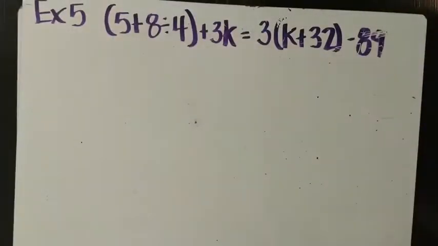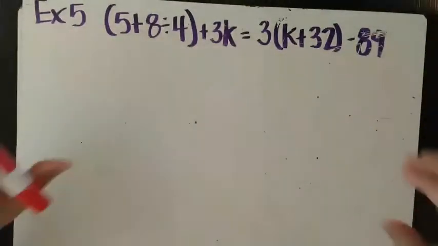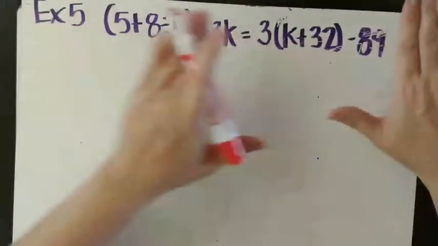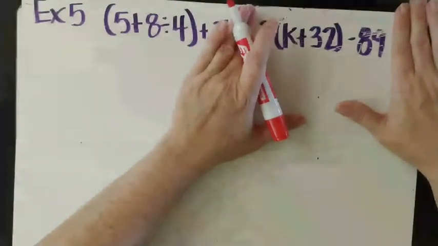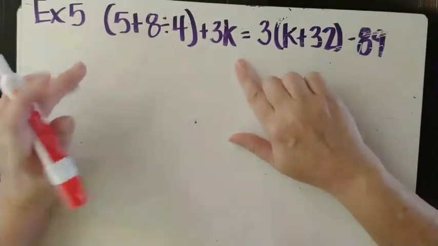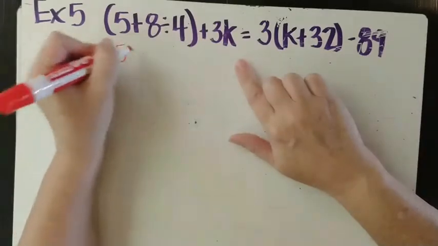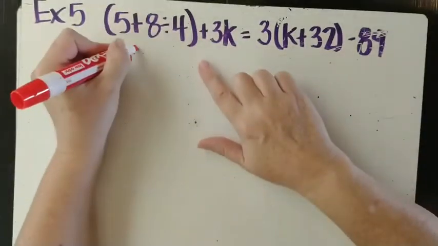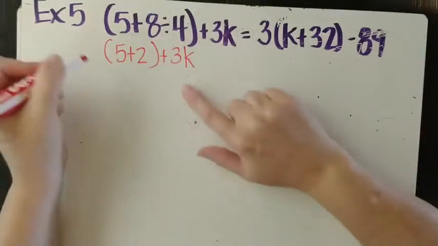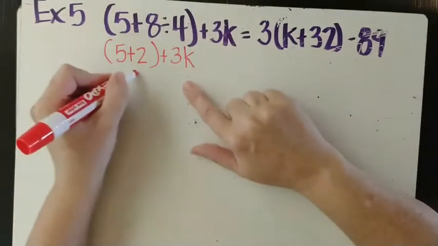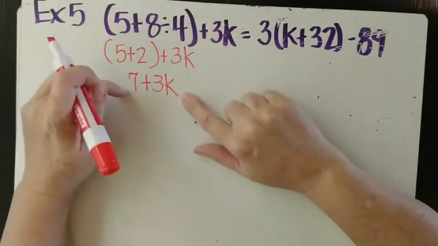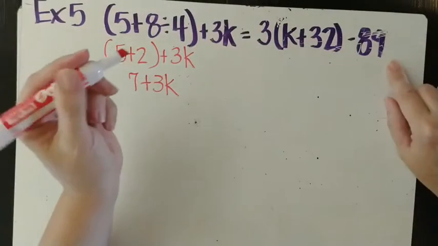Let's go on to example 5. Again, we have an expression on the left that needs to be simplified and an expression on the right that needs to be simplified. I'm going to start on the left. What would you do first? You would do 8 divided by 4, which is 2, plus 3k. If you want to keep simplifying, then you would have 7 plus 3k. This is simplified. So I'm going to go on to the right side.